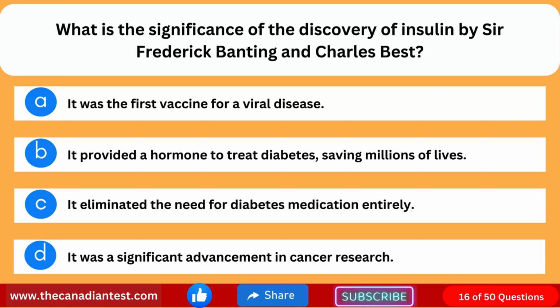What is the significance of the discovery of insulin by Sir Frederick Banting and Charles Best? Option A, it was the first vaccine for a viral disease. Option B, it provided a hormone to treat diabetes, saving millions of lives. Option C, it eliminated the need for diabetes medication entirely. Option D, it was a significant advancement in cancer research.